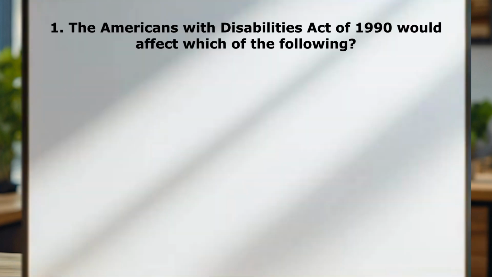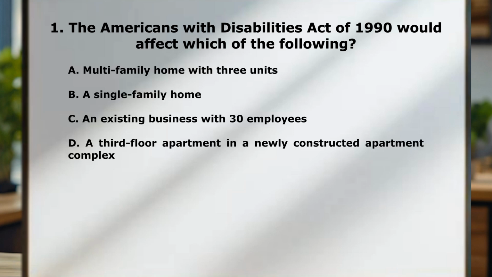Number one, the Americans with Disabilities Act of 1990 would affect which of the following? A, multifamily home with 3 units. B, a single family home. C, an existing business with 30 employees. D, a third floor apartment in a newly constructed apartment complex.